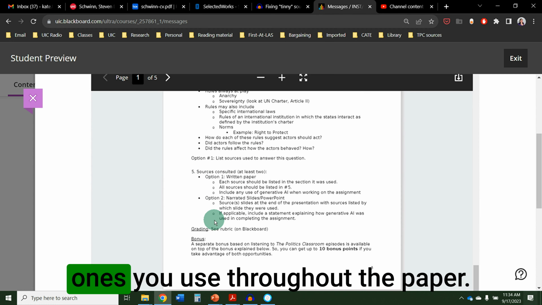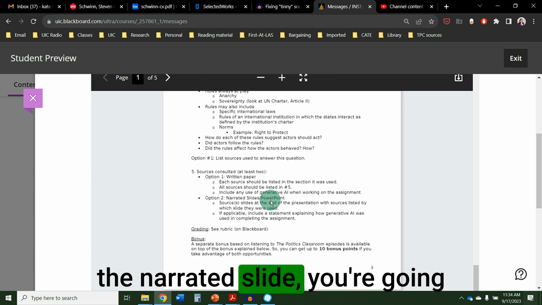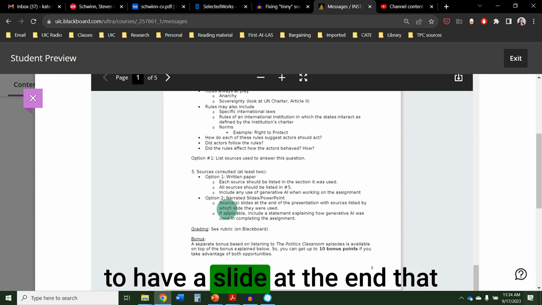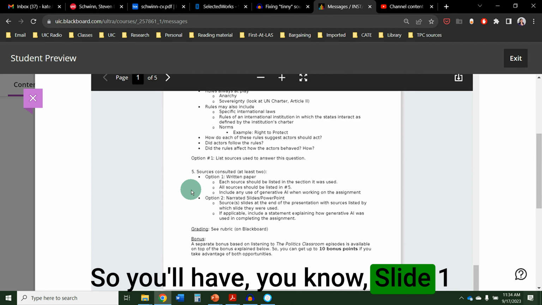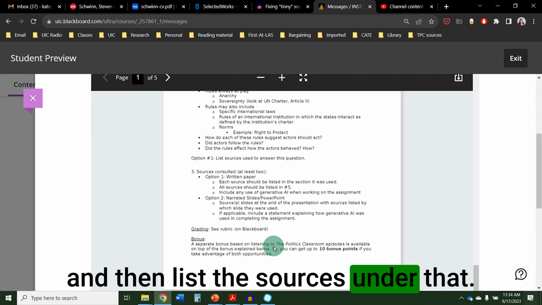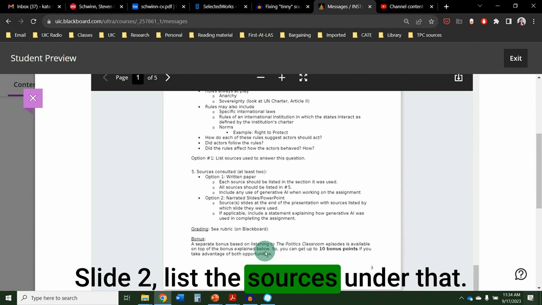If you do the second option, the narrated slide, you're going to have a slide at the end that lists all of the sources by slide. So you'll have slide 1 and then list the sources under that. Slide 2, list the sources under that.